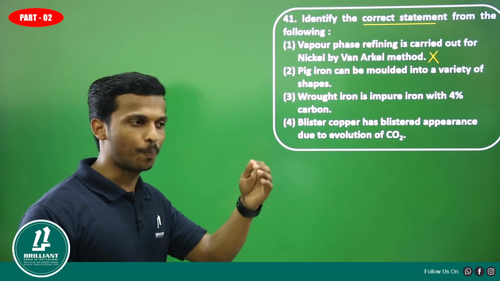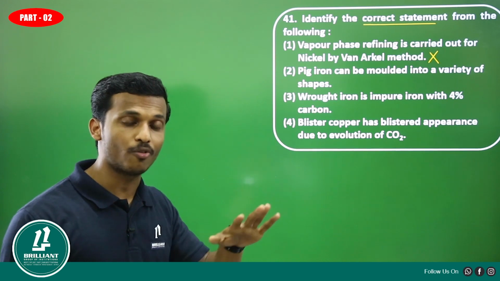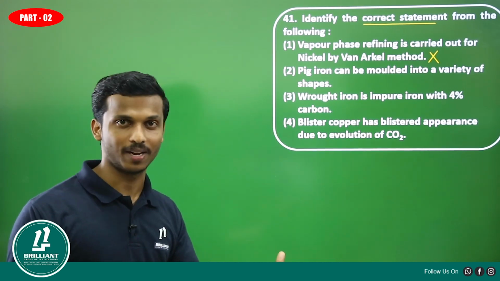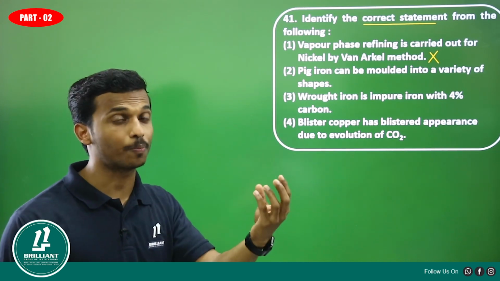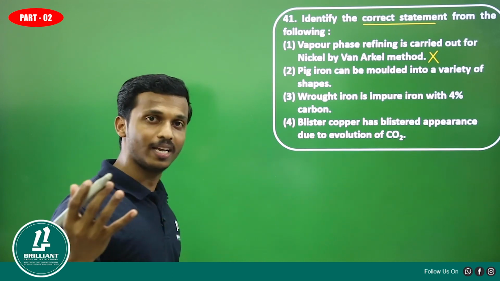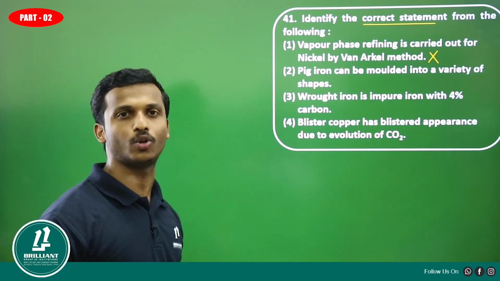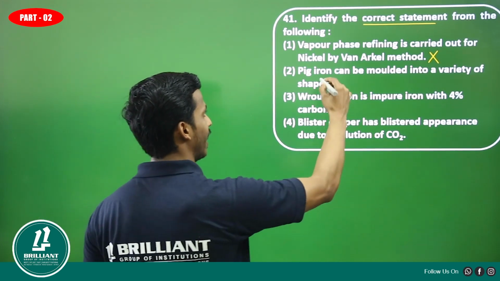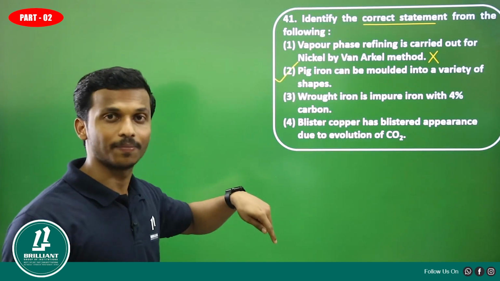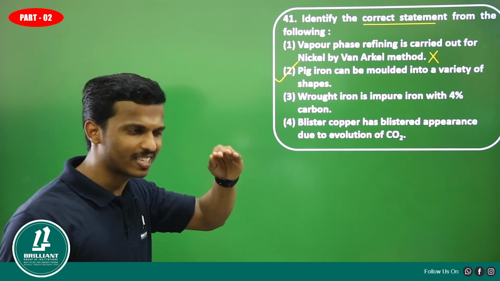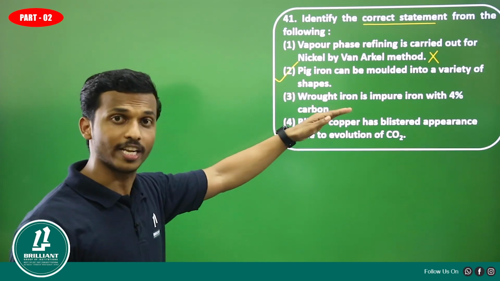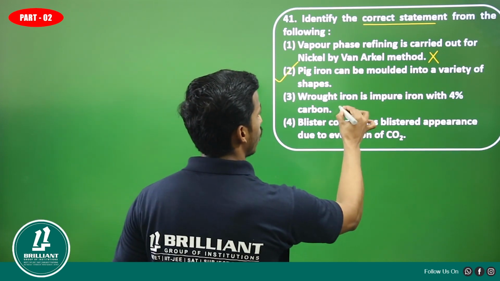Now, what about the second one? Pig iron is the most impure form of iron, right? During the blast furnace, molten iron, that is pig iron, contains 4% carbon. Pig iron can be molded into varieties of shape. Yes, it can be molded into any desired shape. That is correct. What about third? Wrought iron is the purest form, containing less amount of carbon. The statement says wrought iron is impure iron. No, it's a pure iron. That is a wrong statement.